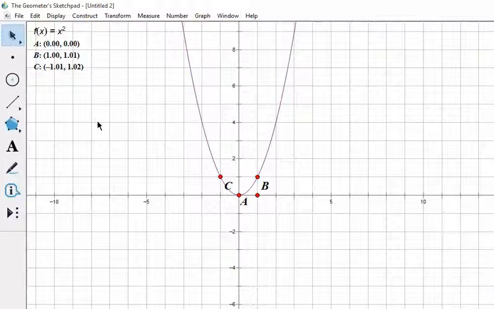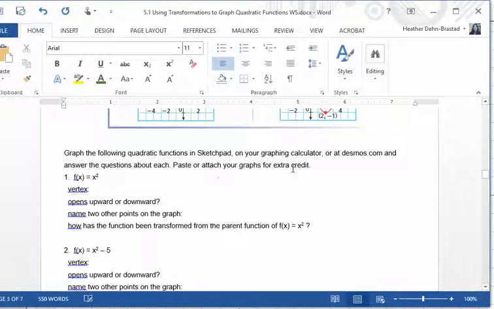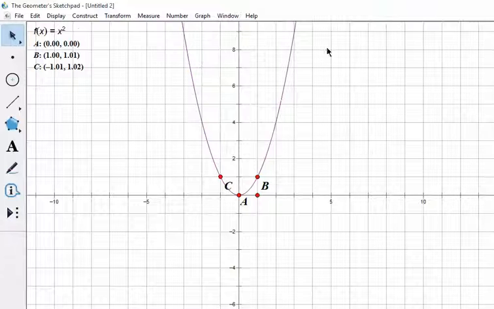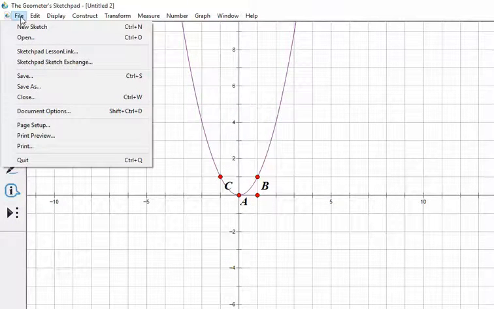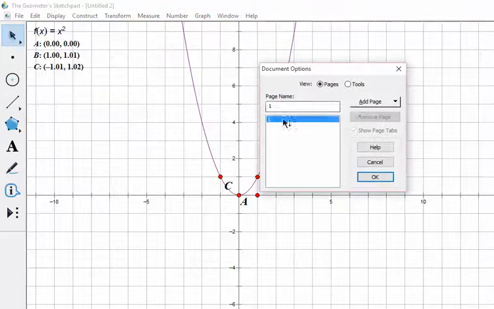Okay, so now, I think I said on the worksheet, for extra credit, you can copy this and paste it into your worksheet, and then you can show me your graphs for extra credit. Yep, paste or attach your graphs for extra credit. So one way to do that would just be to take a picture of this, with whatever screen capture you have on here, or you could save this whole Sketchpad file. And if you want to do that, then I'm going to make another page.